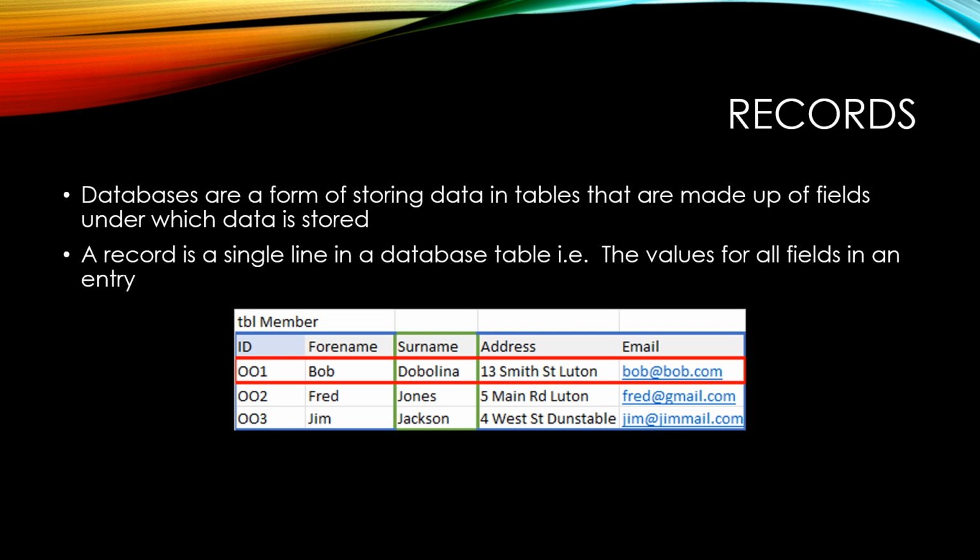A record is a single line in a database table. That is, the values for all fields in an entry. You can see outlined in red here, we have the record for Bob Dopolina.